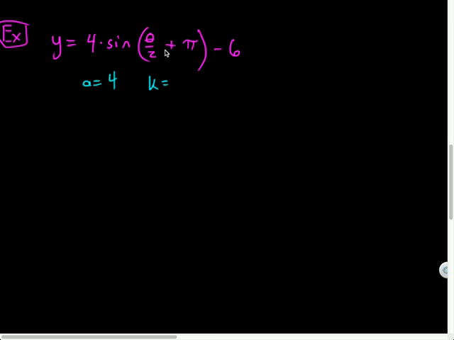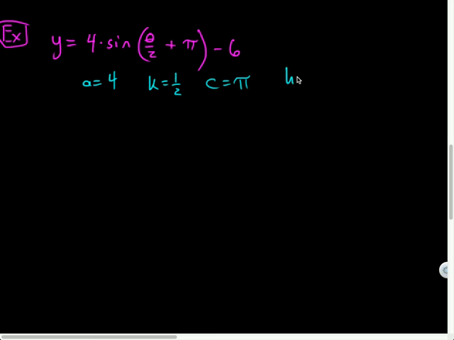But k is the thing I multiplied by theta. What did I multiply theta by in order to get theta over 2? 1/2. Right? So theta divided by 2 is the same as multiplying it by 1/2. What is the value of C? C is pi.